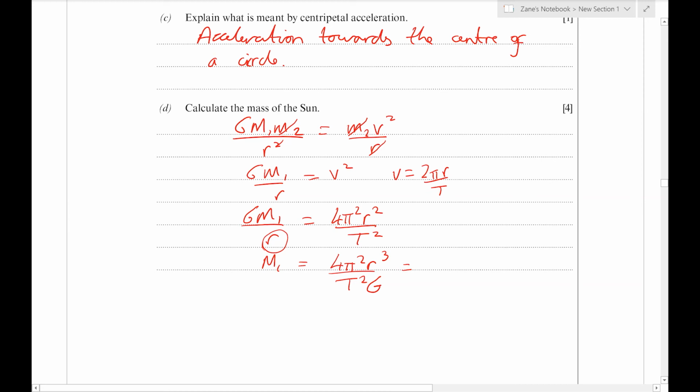So we could try this with either of the pieces of data, but let's use the Earth. So we've got 4 pi squared times 149.6 times 10 to the 9 cubed over T. Now T here we can't leave in years, we've got to turn it into seconds. So what we've got is 365, or 365 and a quarter if you like, times 24 hours times 60 minutes and 60 seconds squared times 6.67 times 10 to the minus 11 for the universal gravitational constant. So give me a minute to put that into the calculator.